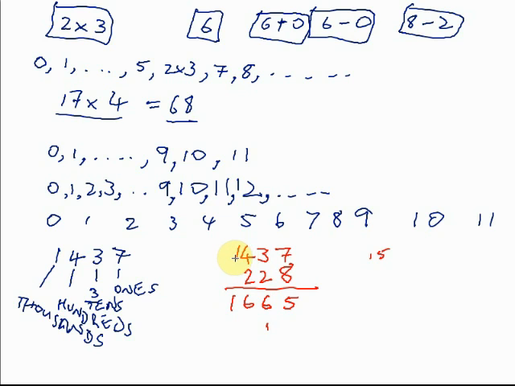So 1,437 plus 228 gives us 1,665. Adding up is really, really easy. Well, what about subtraction, multiplication, division? Well, they turn out to be pretty simple too. And let's start with subtraction.